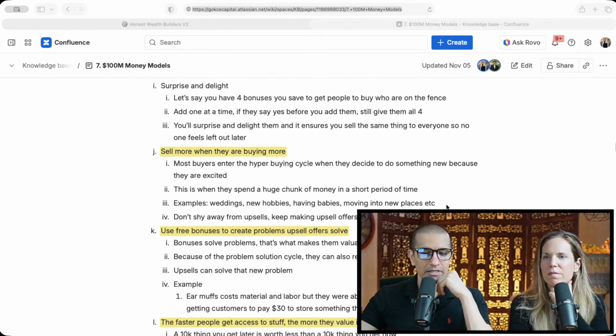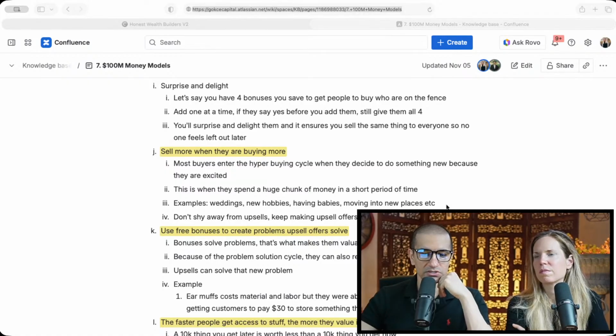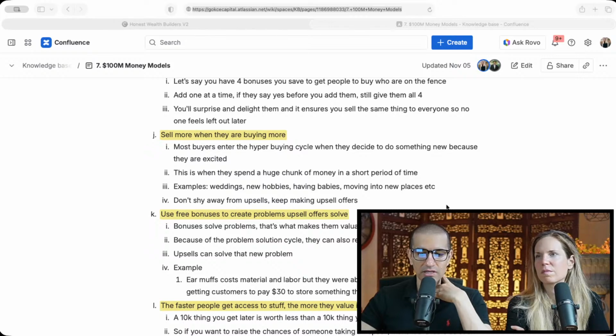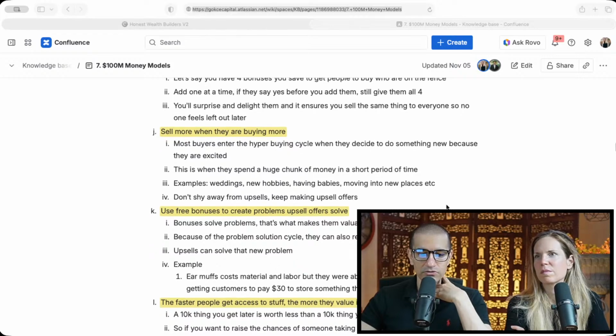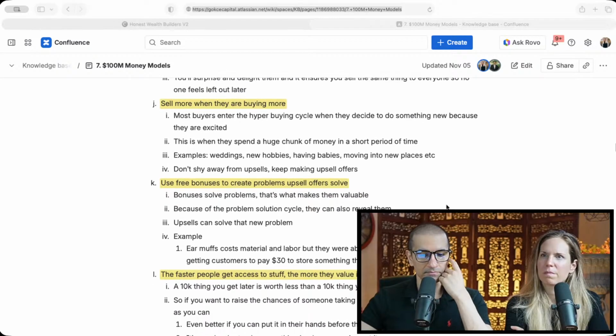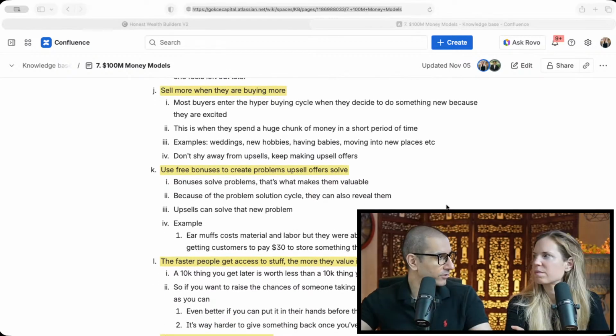Surprise and delight. Let's say you have 4 bonuses. You save them to get people to buy who are on the fence. So add 1 at a time. If they say yes before you add them, you still give them all 4. You'll surprise and delight them, and it'll ensure you sell the same thing to everyone so no one feels left out later. Okay, so if you have 4 upsells that you're giving everyone, like 4 bonuses, and you try to upsell, right? Just give it to them, kind of thing, right?